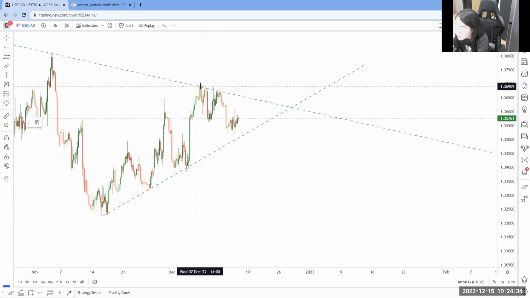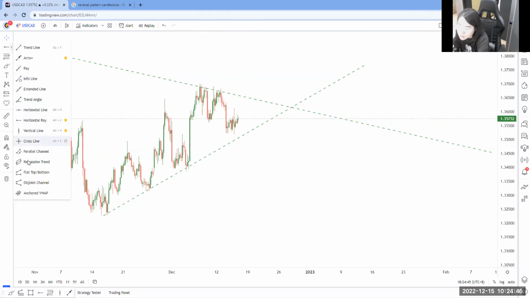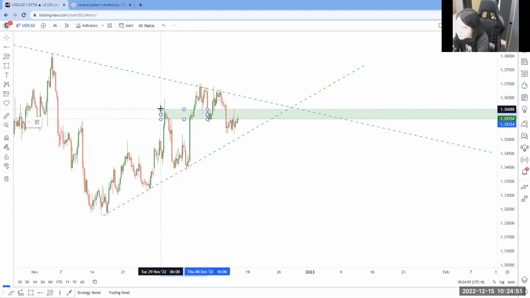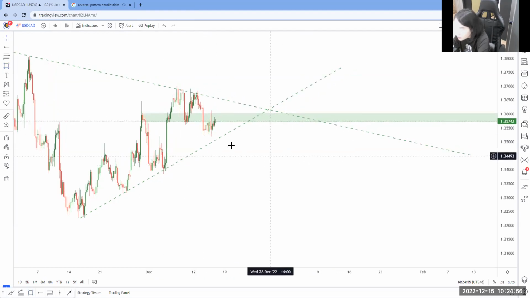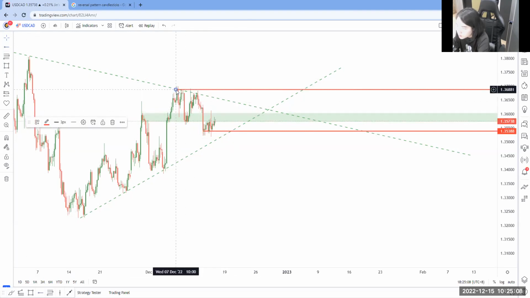Okay, so let's highlight some levels. I do see a resistance here that price is trying to break out, kind of. I'm going to highlight this resistance. Okay, so this is a resistance area. This is the support. And this is another resistance area.